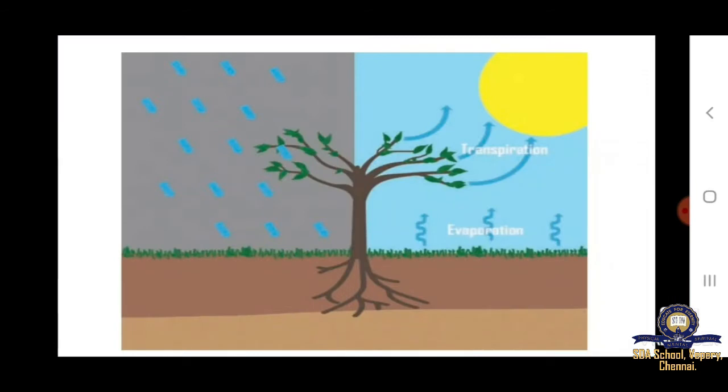Okay children, now let's see the picture. So this picture shows that the evaporation takes place through the surface water and the transpiration takes place by plants through leaves.